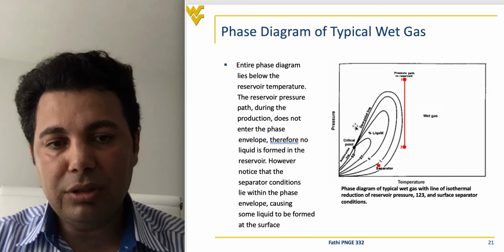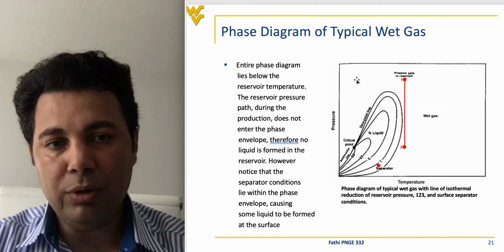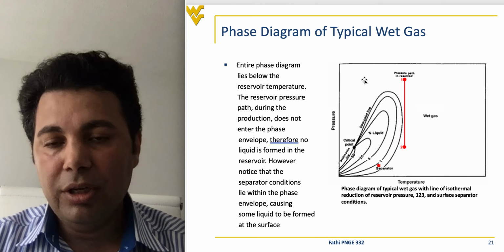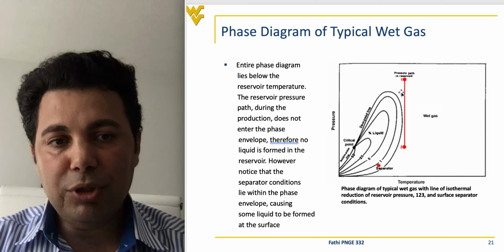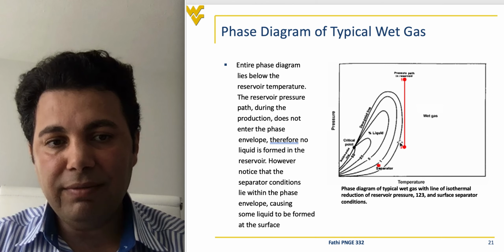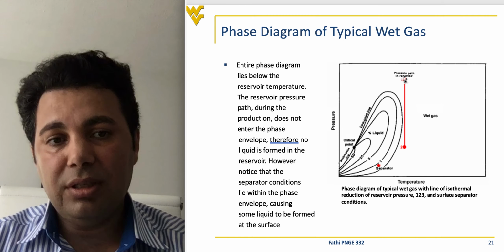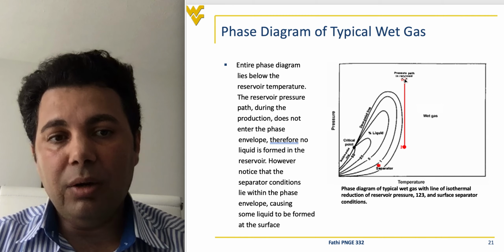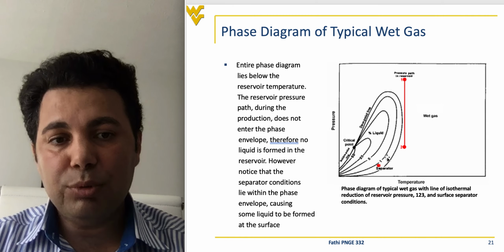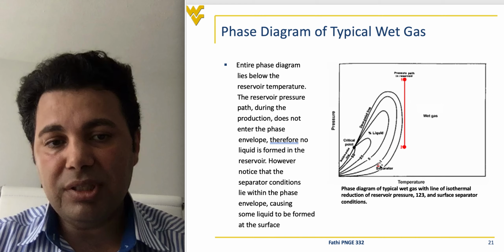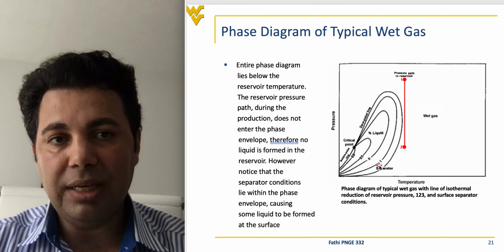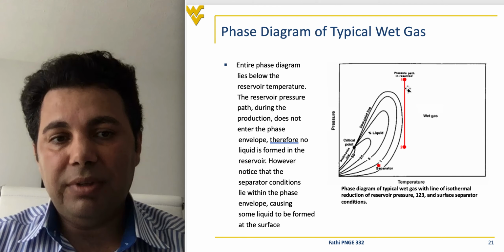So if I draw the critical point, find the critical temperature and draw a line, to the left I have oil, to the right I have gas. So it's a gas reservoir. The temperature is more than the maximum temperature of the envelope, the cricondentherm. So it's not a retrograde. So it could be wet or dry gas. However, as I said, the wet gas produces liquid at the surface. So the separator condition is inside the two-phase. So you will produce some liquid at the surface. That's why we call it wet gas.